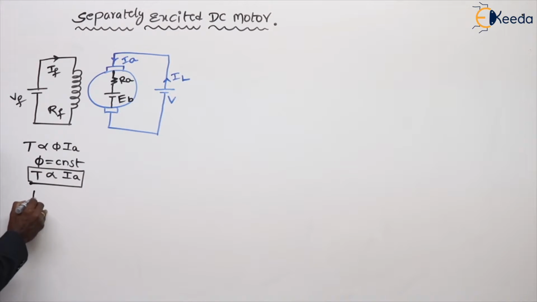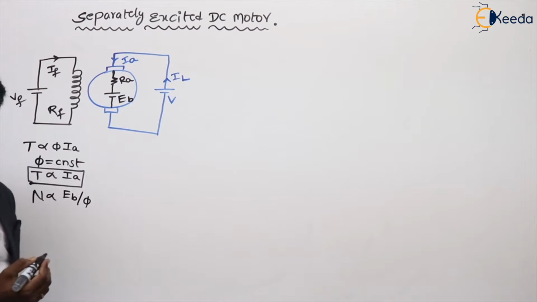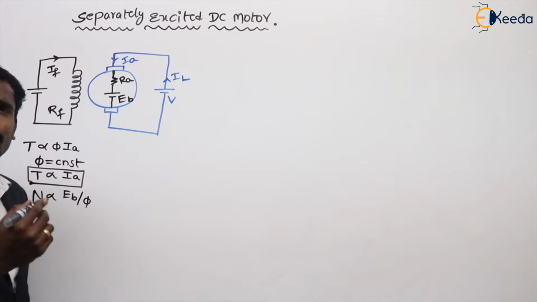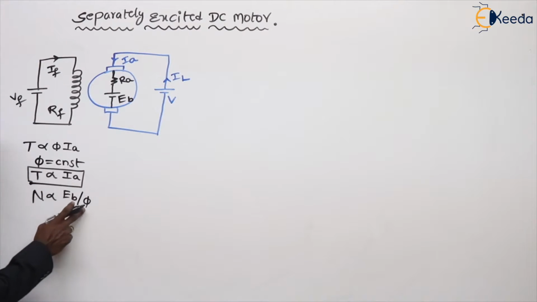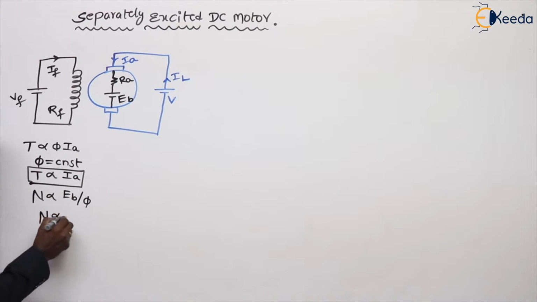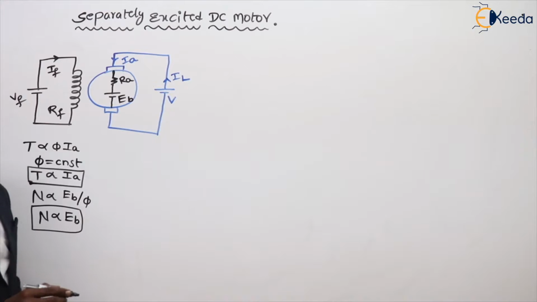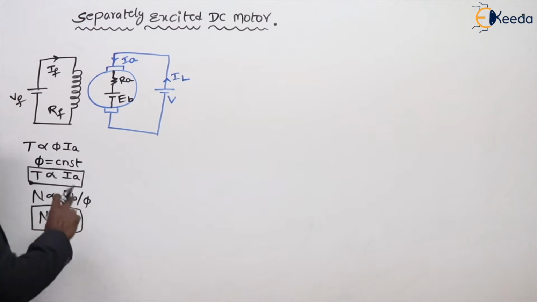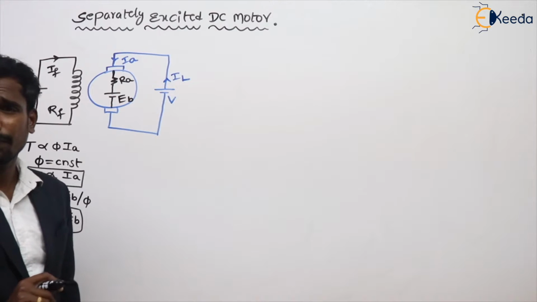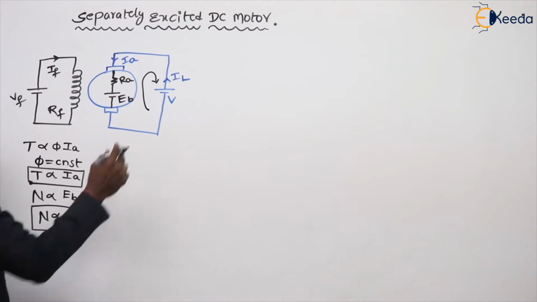And next one, speed is directly proportional to EB by phi. Here phi is constant already. When phi is constant, the speed is directly proportional to EB. Yes or no? Yes. So here the speed is directly proportional to EB, and the torque is directly proportional to Ia. These two are important to draw the graphs.